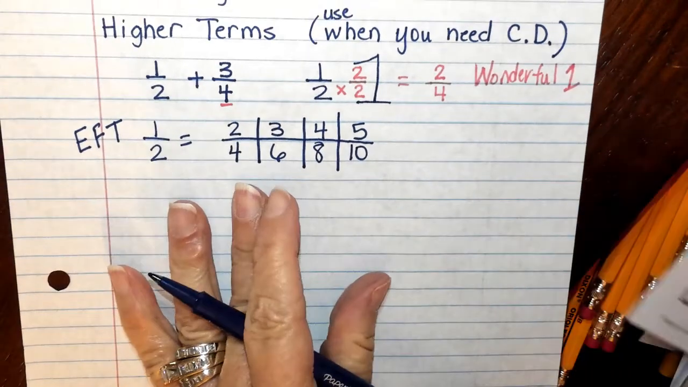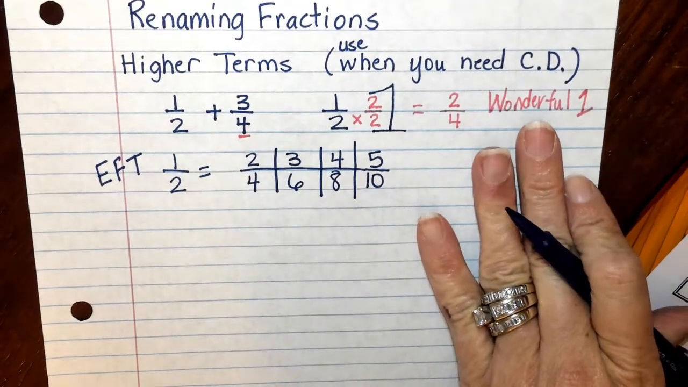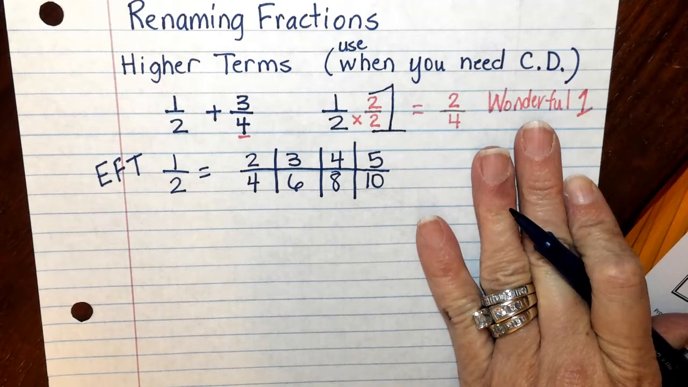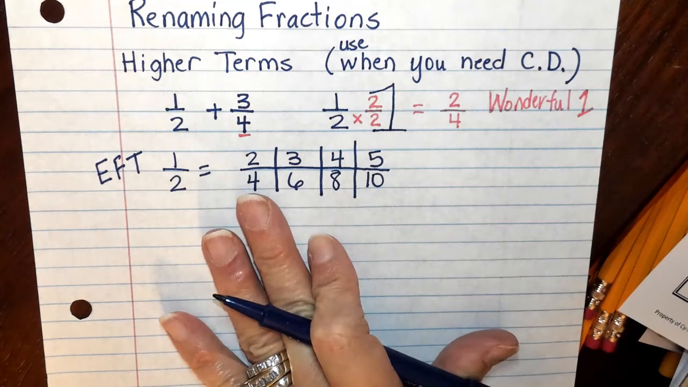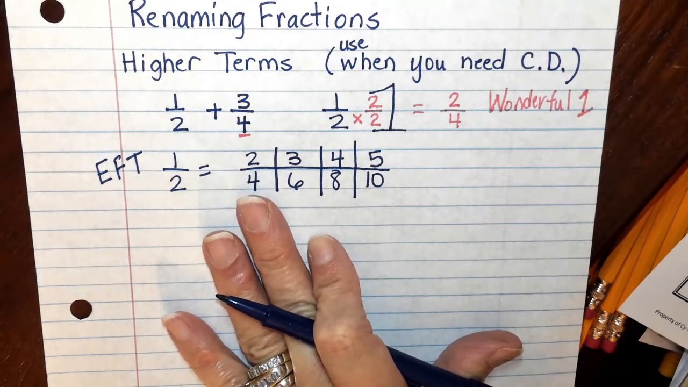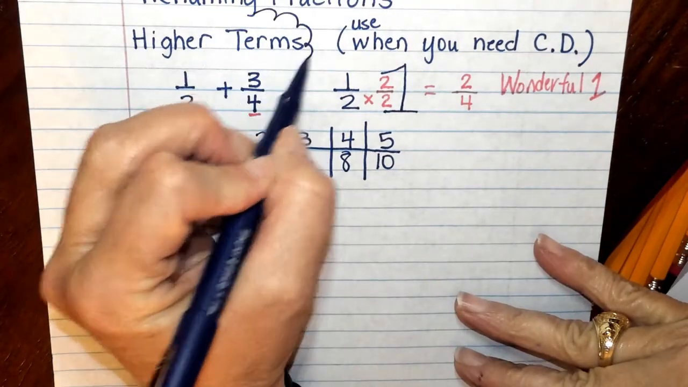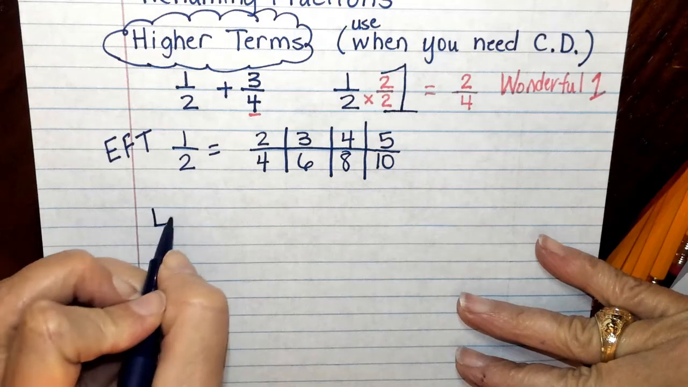So we can choose two methods. Yes, wonderful 1 is more efficient, which is what we want to try to get to by the end of 5th grade. But using our EFT is something that's a little more familiar that you can remember from 4th grade. So that's talking about higher terms. We also talked about lower terms.